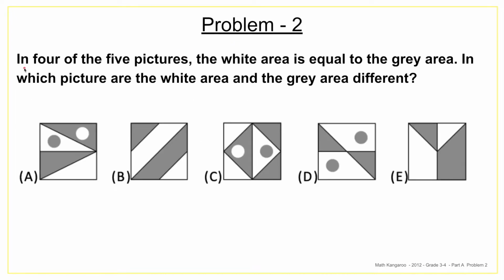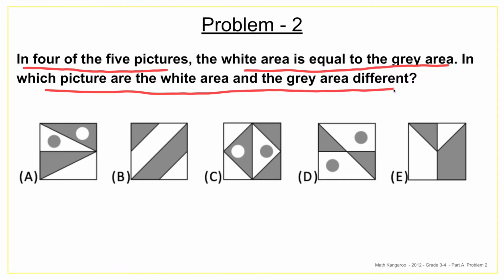Problem 2. In 4 of the 5 pictures, the white area is equal to the gray area. In which picture are the white area and the gray area different? To use our best strategy, divide each picture into smaller pieces, compare the white and gray area carefully, and look for differences. Does one shape have extra or missing parts? Let's do it with option A. We see the small circle is equal, matching the gray and white. Gray and white match here, gray and white match here. There is no difference. Option A is not our answer.